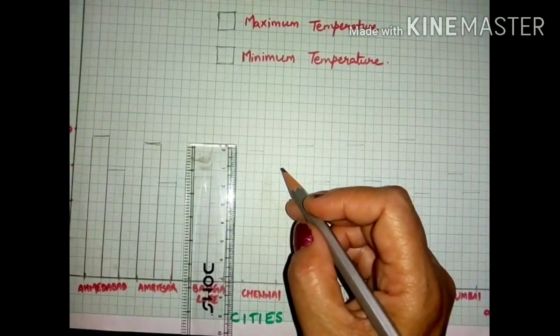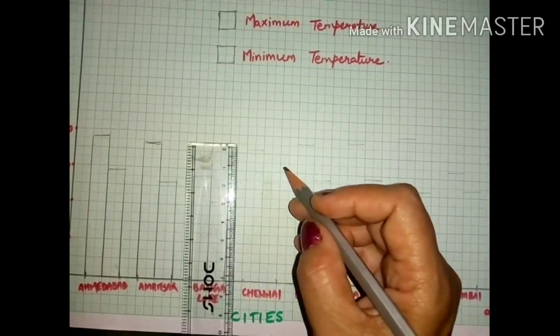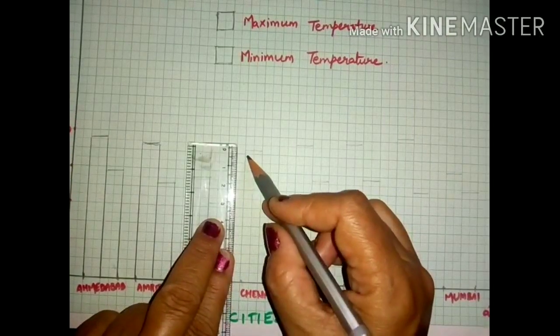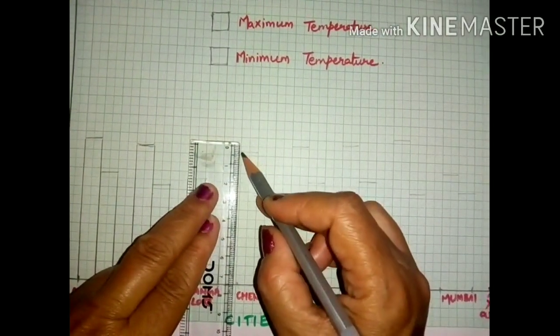Now for Chennai, it is 36 degrees C and 27 degrees C. 36 means 30 plus 6, 6 twos are 12. So 12 divisions we will take.